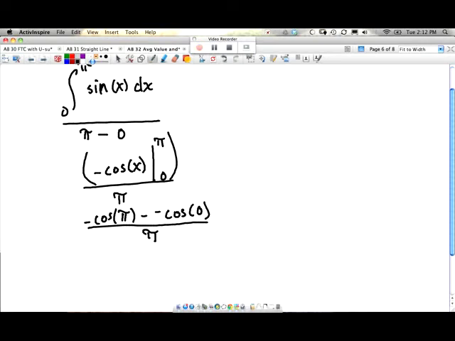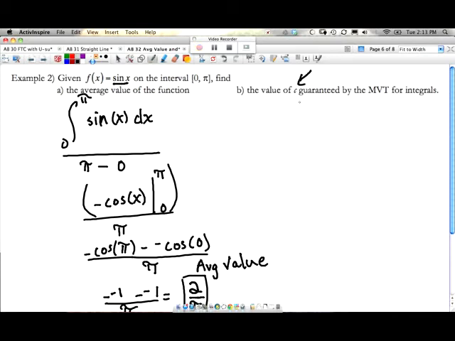Well, let's see what we got. Cosine of pi is negative 1, so that's negative negative 1, or just positive 1. Then we got minus minus, and cosine of 0 is 1, all over pi. If we simplify that, that gives us 2 over pi. So there's my average value. Cool, cool, cool.